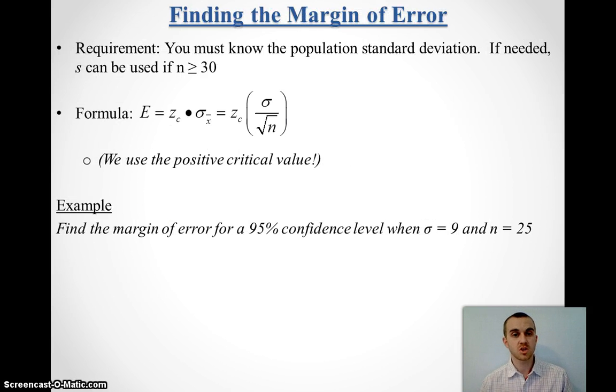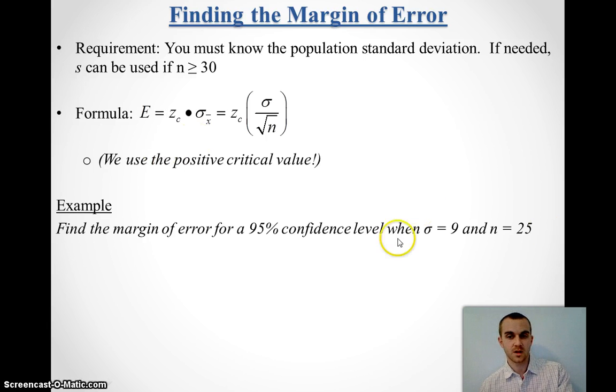Next part we're going to need is the margin of error. Now, we do have some requirements. Either we have to know the population standard deviation, or we have to have a sample that's at least 30. Because what happens is we need to take our standard deviation and divide it by the square root of the sample size. So that should sound familiar because that's the standard deviation of the sampling distribution of the sample means. Now when we take that, we're going to multiply it by the positive critical value that corresponds with that problem. So we always use the positive.